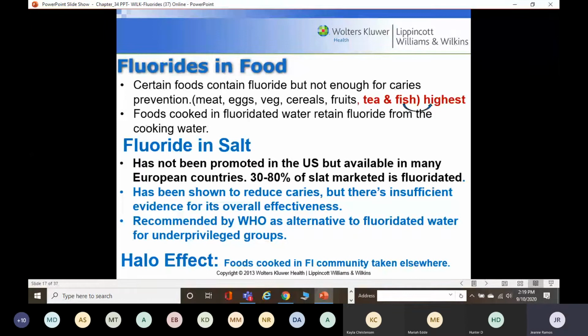Fluoride in salt. This has not been promoted in the United States, but it is available in Europe. In a lot of countries, 30 to 80% of salt marketed is fluoridated in a lot of European countries. It's been shown to reduce decay, but there's insufficient evidence for its overall effectiveness. It is recommended by the World Health Organization as an alternative to fluoridated water for underprivileged groups.